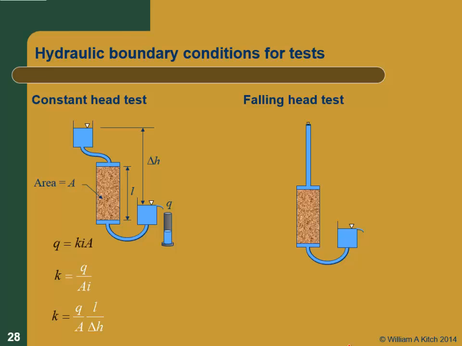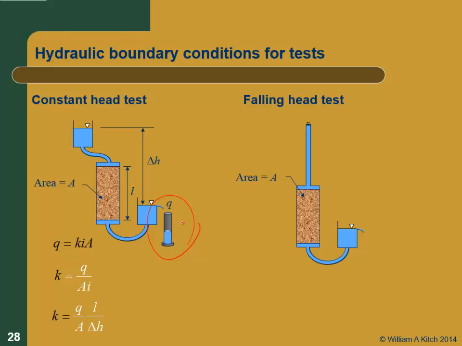The trouble with this test, the big problem with this test, when we're testing very, very fine-grained soils that have very low hydraulic conductivity, is that it can take a long time to collect enough water to measure it, and if you've got things like evaporation losses and other things, it can be really, really hard to measure really small quantities of flow. So another test method that was developed to do that is called the falling head test.